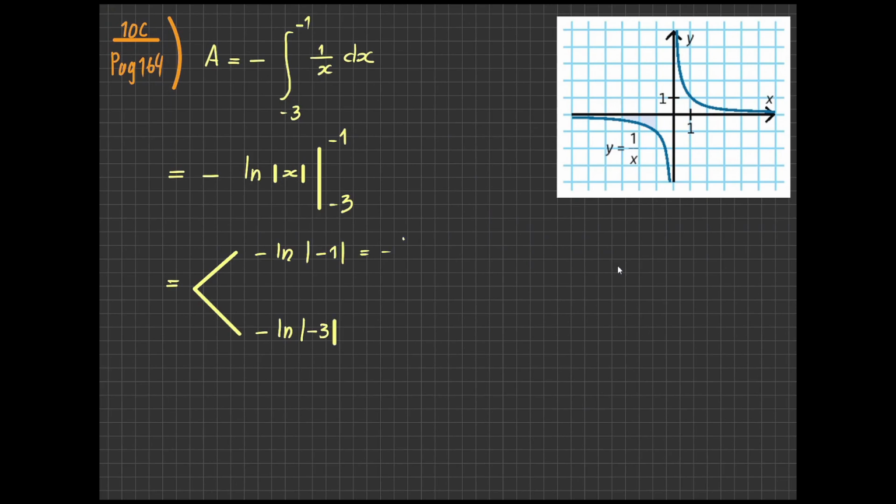So it becomes minus ln, the absolute value of minus 1 is 1, but let's review: what is ln of 1? It is 0, so this is 0. And then this becomes minus ln of the absolute value of 3, and that is just minus ln of 3. And then I go to the horizontal line, the number above minus the number below, and these two minus signs cancel, so the answer becomes ln of 3 area units. Is that right? Yeah.